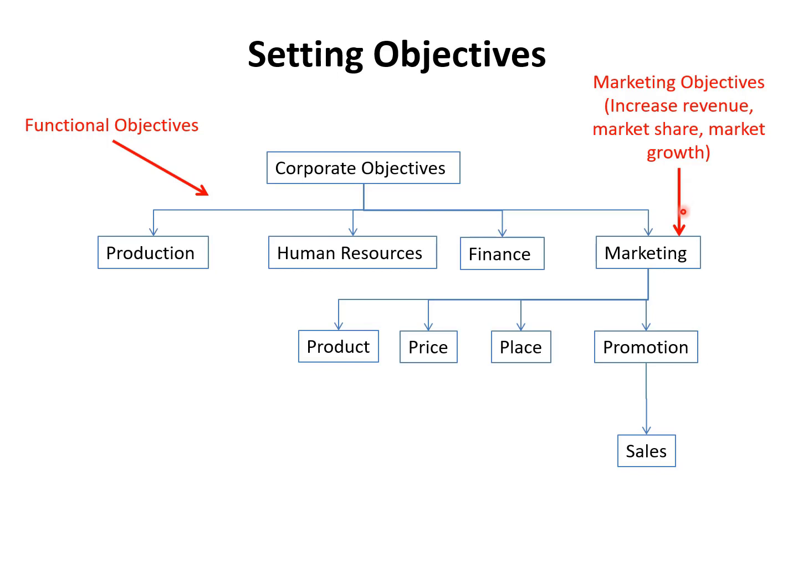So setting the objectives, well, we have corporate objectives, and then we've got the various functional departments. I've just listed 4 here, there might be many more, depends. But we have the various functional areas, and these functional areas are contributing towards the corporate objective. Marketing objectives, for example, could be to increase revenue, or to increase market share, or to increase market growth. So it's contributing towards the corporate objective.